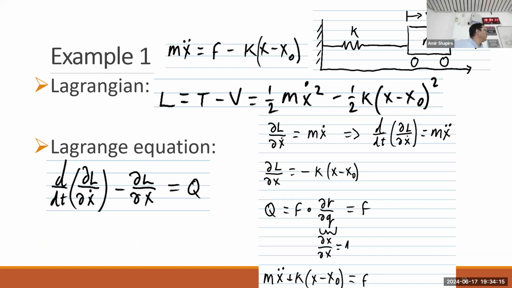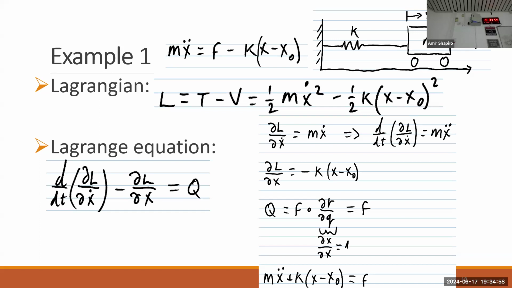So we take this expression that we got to, and now the Lagrange equation of motion is d/dt (dL/dx dot) minus dL/dx equals Q. So for dL/dx dot, taking the derivative with respect to x dot of half m x dot squared, the derivative is m x dot. The d/dt of this is m x double dot.